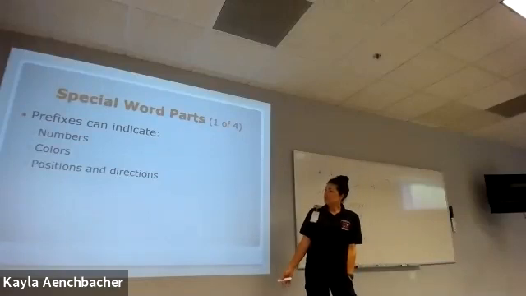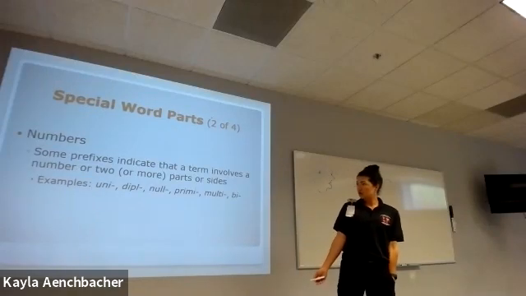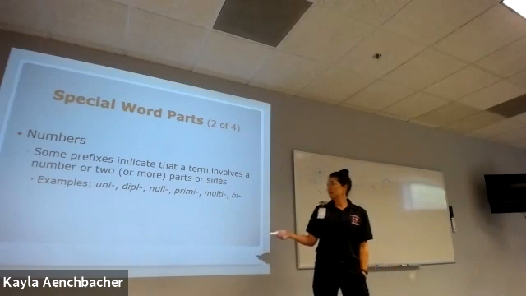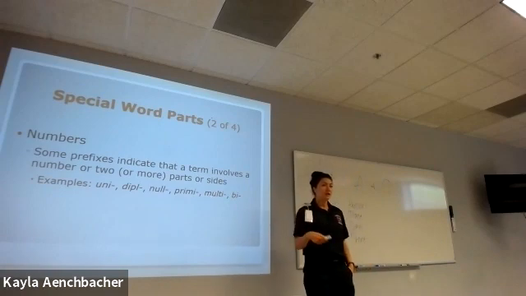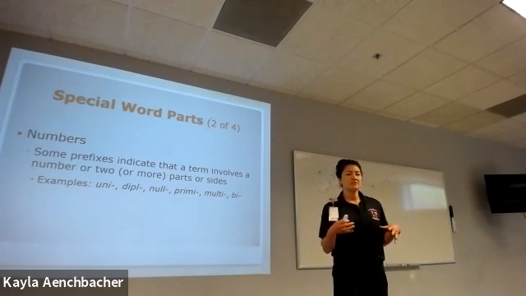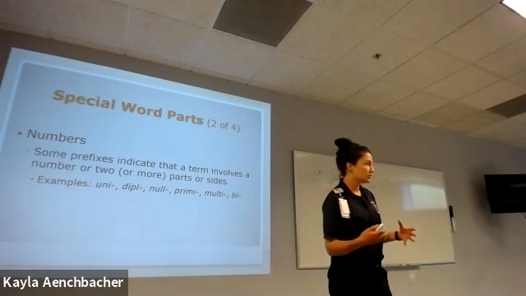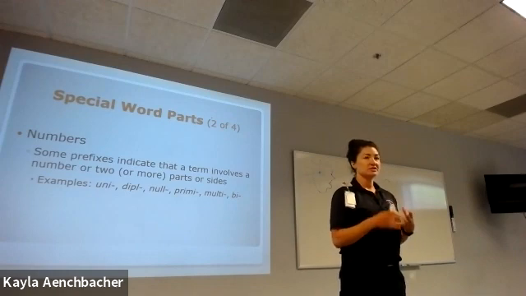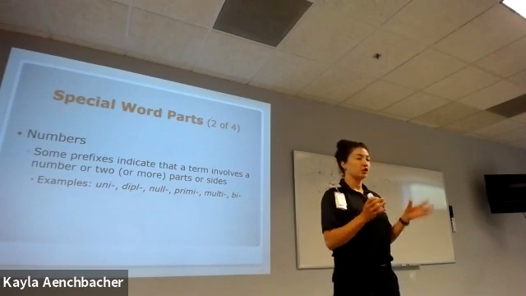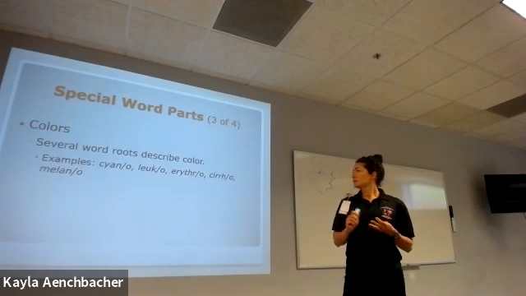So again, prefixes, a lot of them can indicate numbers or colors. All right, so uni is one, bi is two, multi is many, null is none. All right, so guys, a lot of the basic language is going to translate the same to medical terminology. It's just the way that they are glued onto each other.